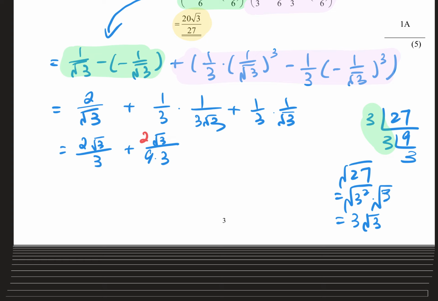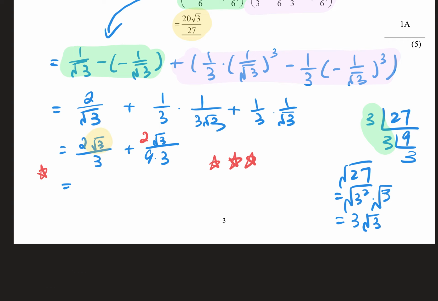So how to simplify this one quickly? Please put a star for the next step. We should observe that there are like terms. Actually, 2 is also a part of the common factor. Sorry, there should be a common factor of square root 3. Square root 3 and 2 are also common factors.